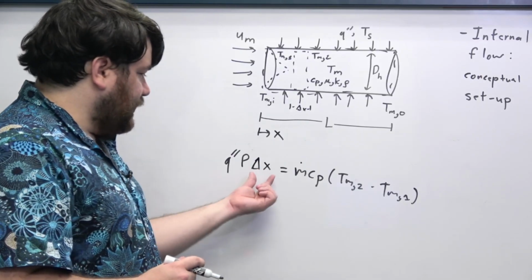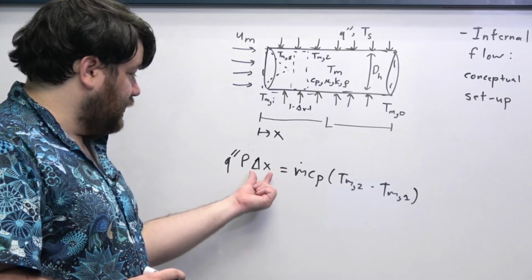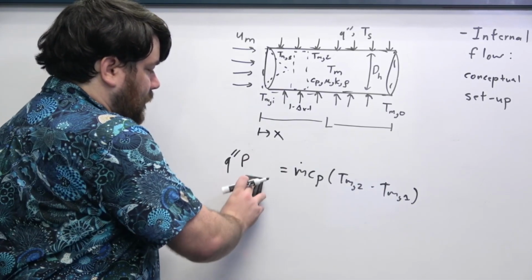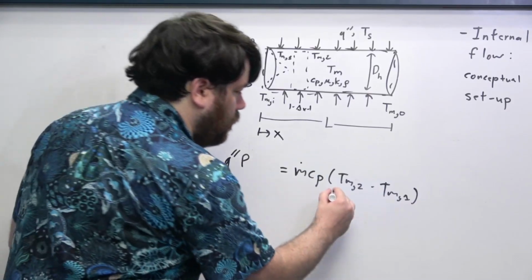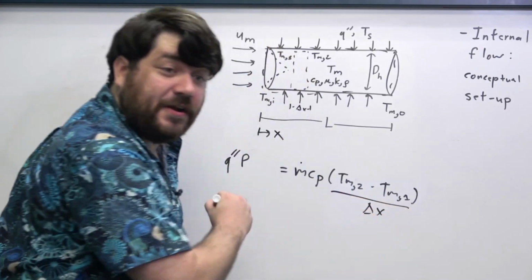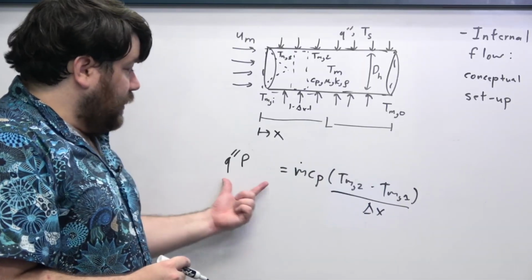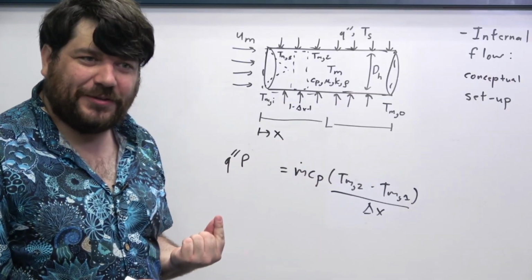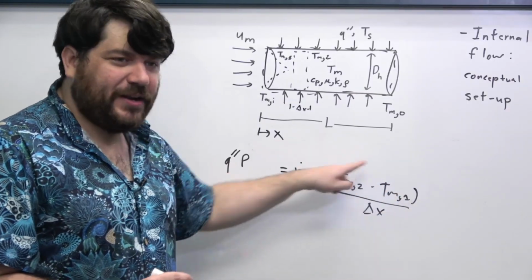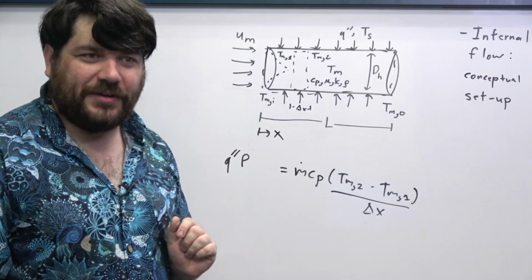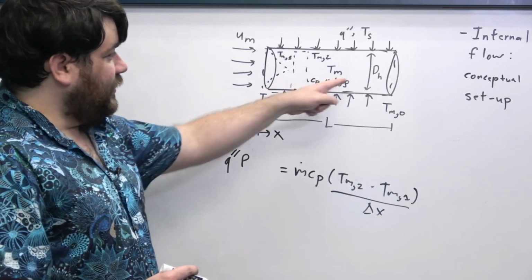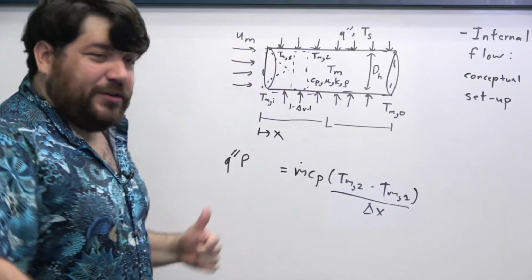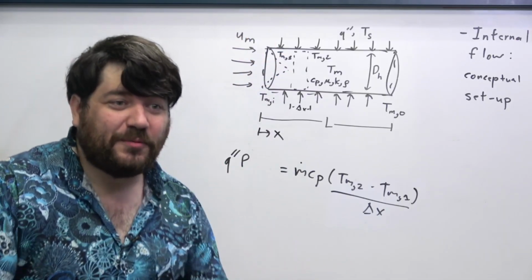And the nice thing about this is that we can then take this delta x over here and pass it to the other side. There we go. And what you'll notice is that if we take this delta x to be smaller and smaller, this term right here starts to look like a derivative of the mean fluid temperature, the average fluid temperature at a given cross-section, which then gives us a differential equation, which is what we were fishing for, right?